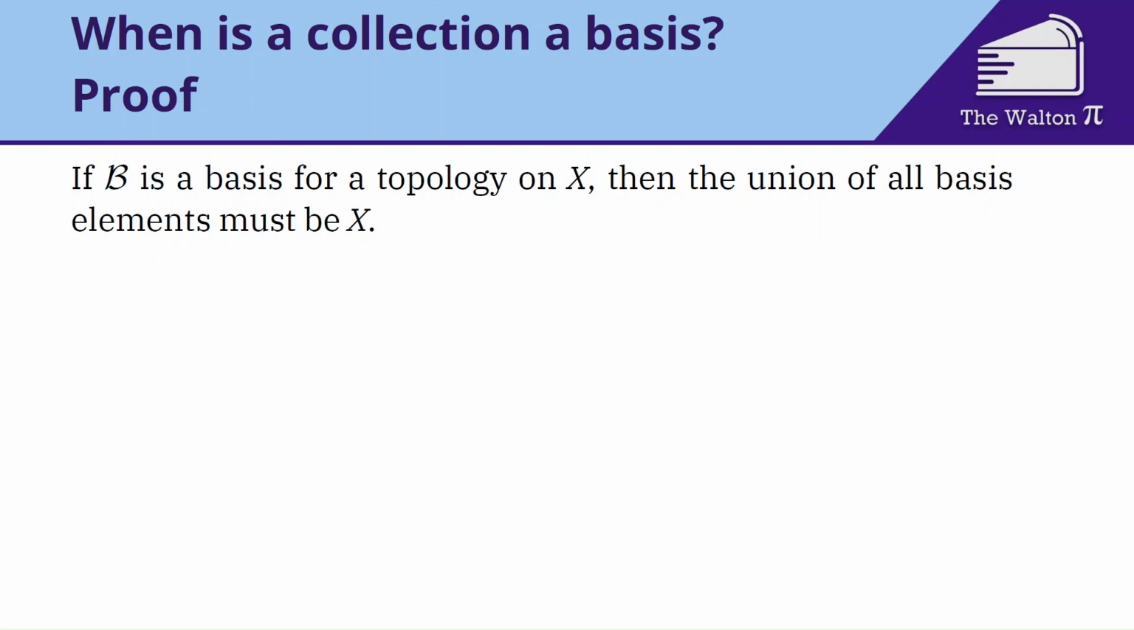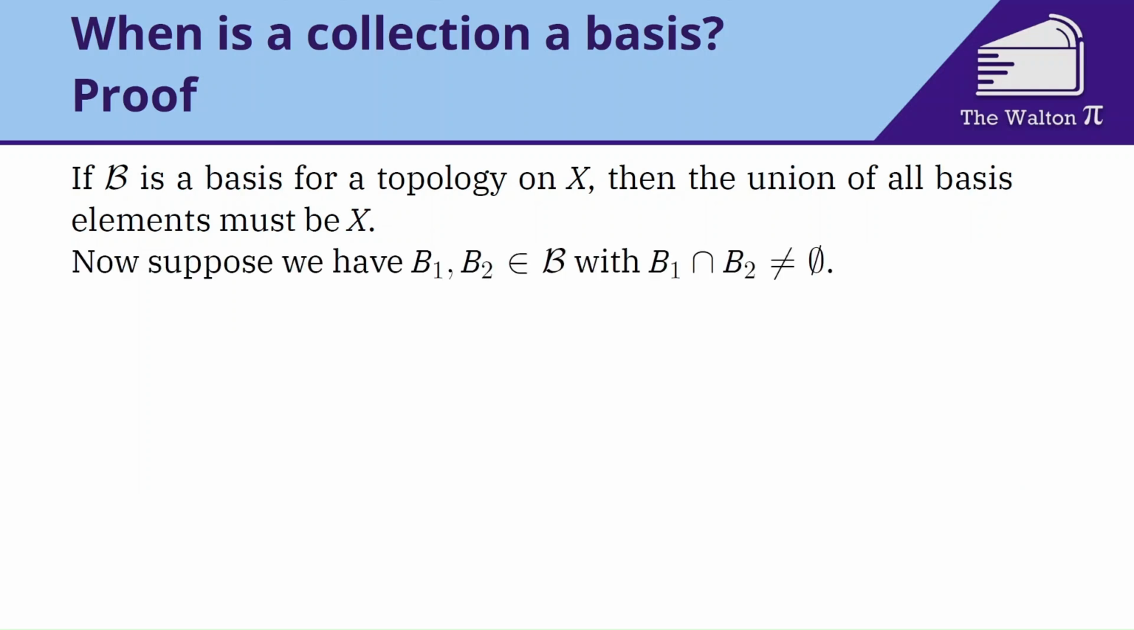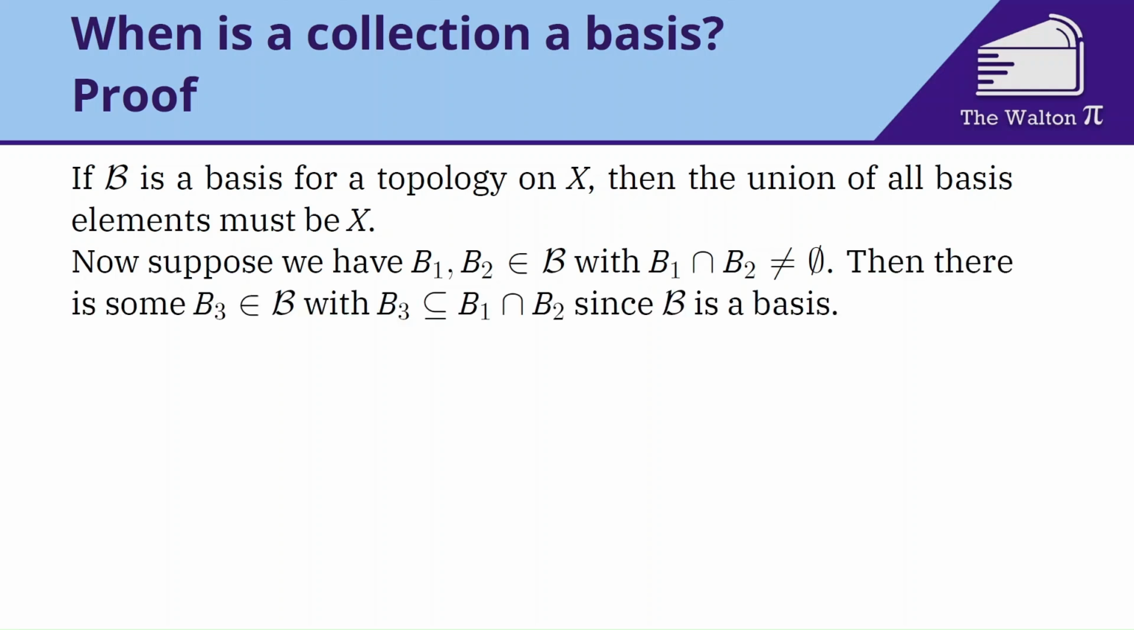So if B is a basis for a topology on X, then the union of all basis elements must be X. And if we have B1 and B2 in our basis, with B1 intersect B2 not being the empty set, then there's going to be some B3 in our basis, where B3 is a subset of B1 intersect B2. Since B is a basis, those are both properties of a basis, so that means if it's a basis, it satisfies those two conditions.